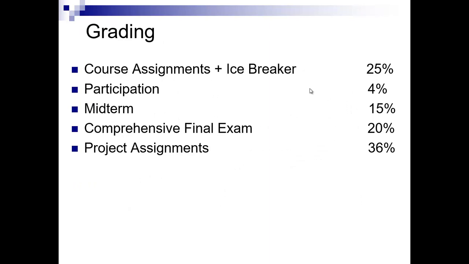For the grading, the course assignments and icebreaker are 25%. Participation is 4% of the overall grade, which means it can make a difference of a whole grade. If you are a B, you could have an A with participation. If you are a C, you could jump to a B. At the same time, if you are a C, you could go down to a D if you did not participate. So participation is very important.